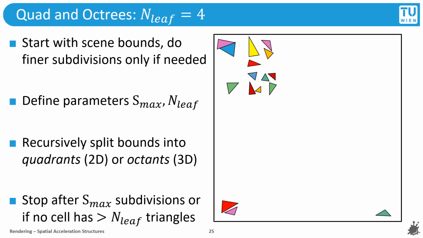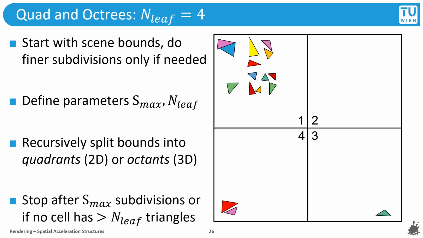For instance, we can set the maximum number of splits that we would want to perform, or the maximum number of triangles allowed in a final leaf node of the resulting quad or octree. And we then proceed to split the bounds of the current cell into its quadrants in this case, because here we have a 2D scene, so we are building a quadtree. For 3D, we would be splitting, for instance, a cubical volume into its 8 octants instead.